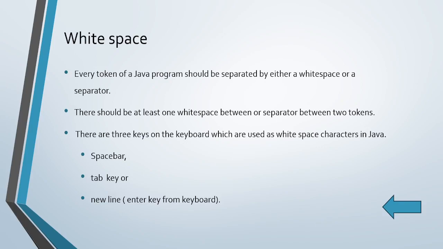Every token of Java should be separated by either white space or a separator. White space. There are three keys on the keyboard which are used as white space characters in Java. First one is the space bar, which gives us a space. Then the tab key gives 8 spaces. Then new line, that is the enter key from the keyboard. With the help of separators and white space, we separate each token.